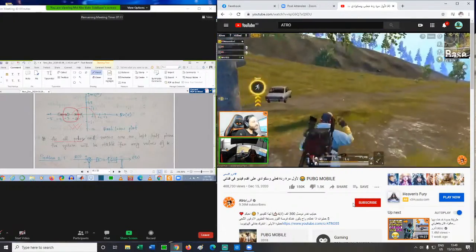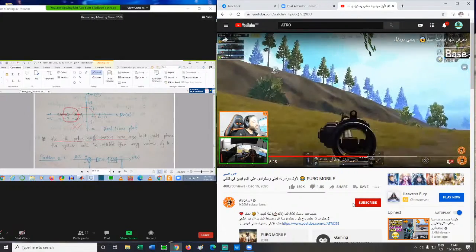As all poles and zeros are on the left half plane, the system will be stable for any values of k. So you don't have to find the values of k. Is that clear? For any value of k, the system will work. Yes, sir. Okay.